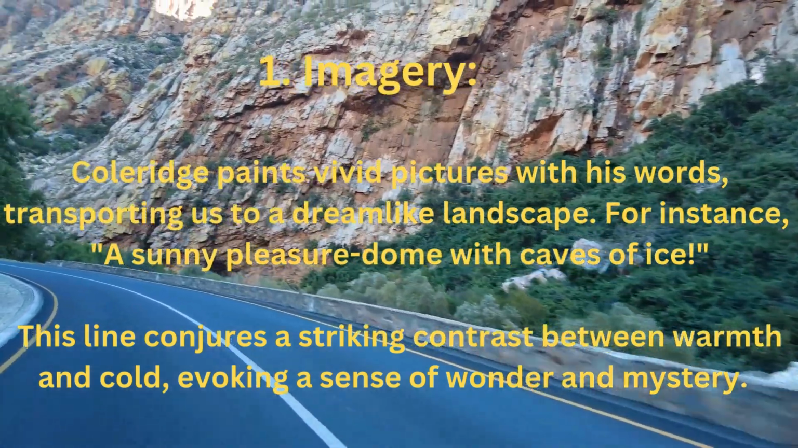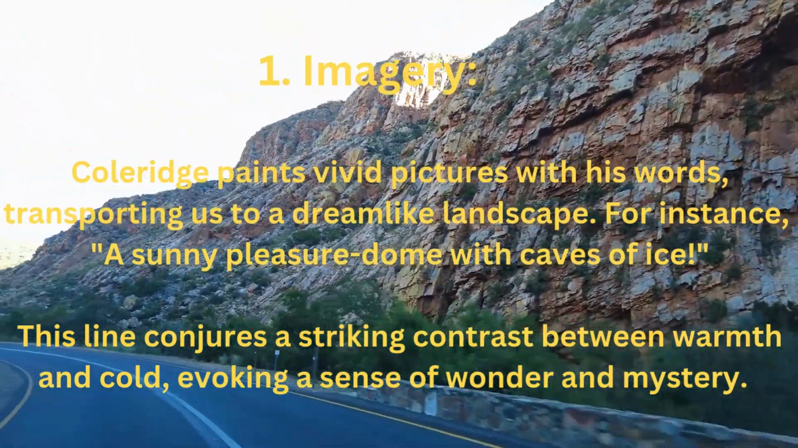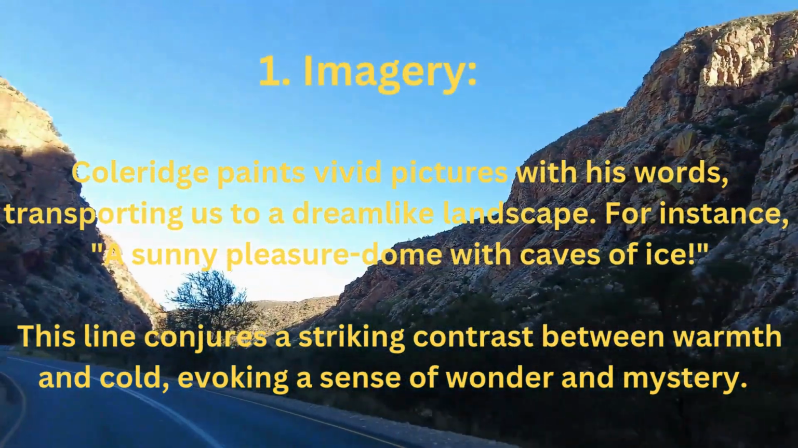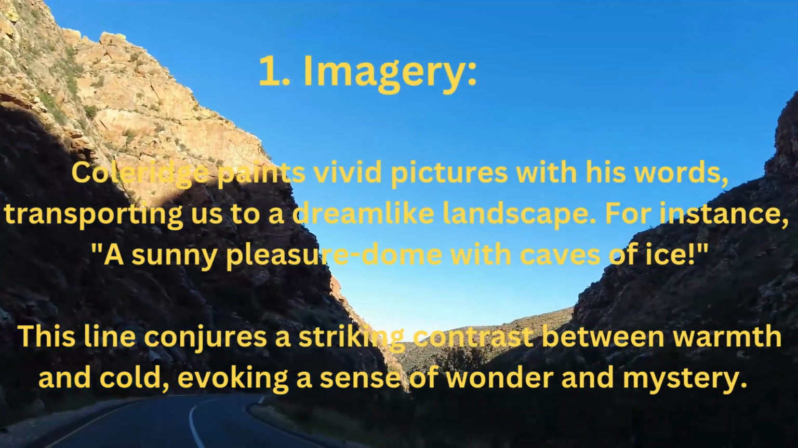1. Imagery. Coleridge paints vivid pictures with his words, transporting us to a dreamlike landscape. For instance, "a sunny pleasure dome with caves of ice." This line conjures a striking contrast between warmth and cold, evoking a sense of wonder and mystery.